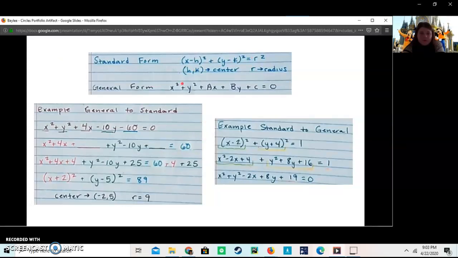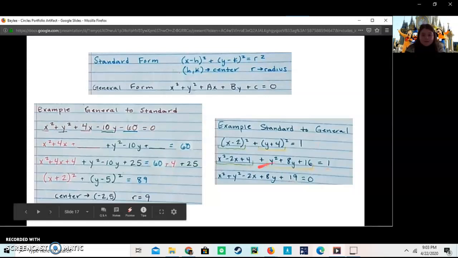And then the general form is x squared plus y squared plus Dx plus Ey plus F equals 0. And an example of general to standard. Actually, I'm going to do the example of standard to general first. So we have our x minus h, which in this problem is (x minus 2) squared, plus y minus k, or (y plus 4) squared, equals the radius squared.